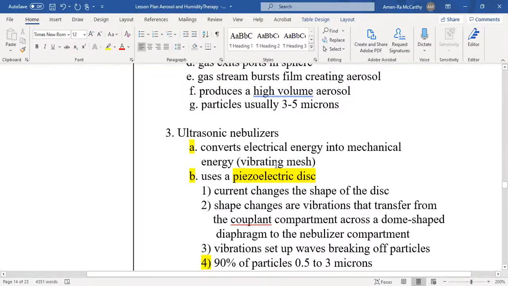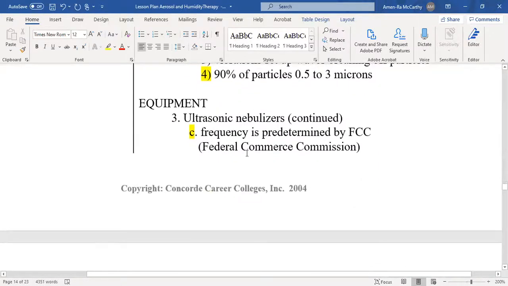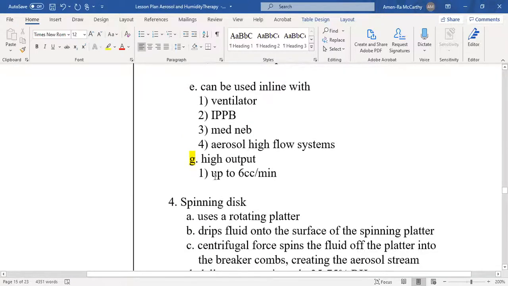The ultrasonic nebulizer converts electrical energy to what? By vibrating mesh and the piezoelectric what? Disc, all right. 90% of the particles that come from the ultrasonic nebulizer are? 0.5 to 3 microns. All right. The frequency, or how fast it vibrates, is determined by? FCC. All right. Amplitude, I can adjust, right? And it can produce up to? 6 cc's a minute. All right.